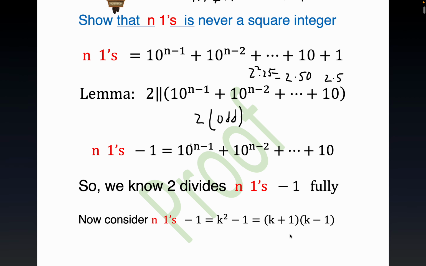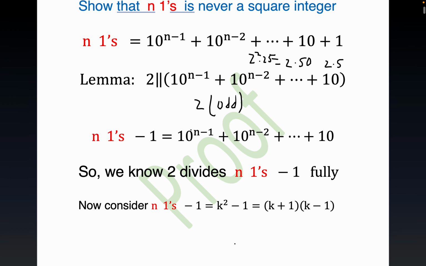Now notice this is the difference of 2 squares. So we know that, and I'll just say, I hate to say this, without loss of generality, actually there's no way around it, but we can go ahead and assume that k plus 1 is even. We could also assume that k minus 1 is even. It doesn't make any difference. Okay, so we'll assume k plus 1 is equal to, let's say, 2m.